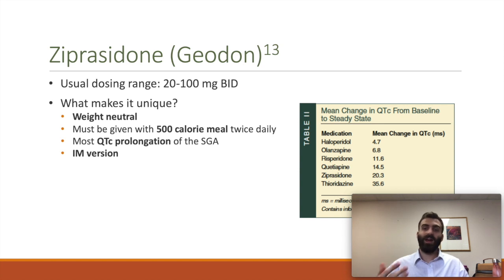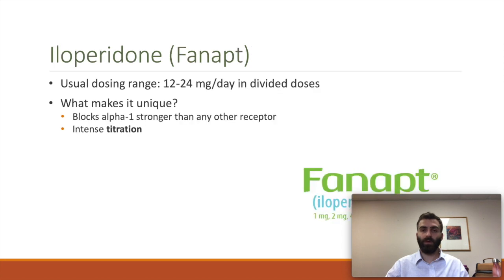If someone adds meals to take into account the specific time they want to take the medication, that could be an additional 1,000 calories. So generally try to keep it with big meals that the patient's already taking. Another downside is that it has the most QTc prolongation of the second generation antipsychotics. So this little image here on the right shows a 20-point mean change. So that can be clinically significant, of course. And then there is an IM version as well.